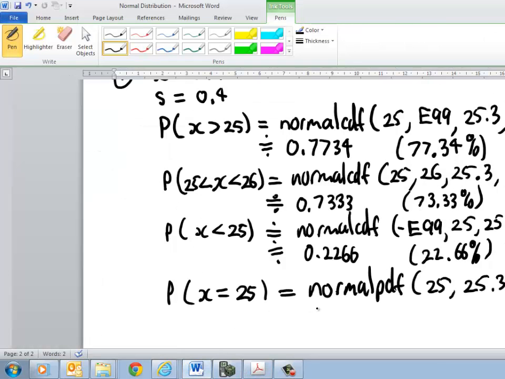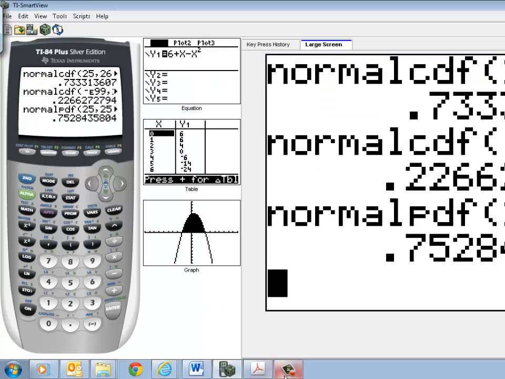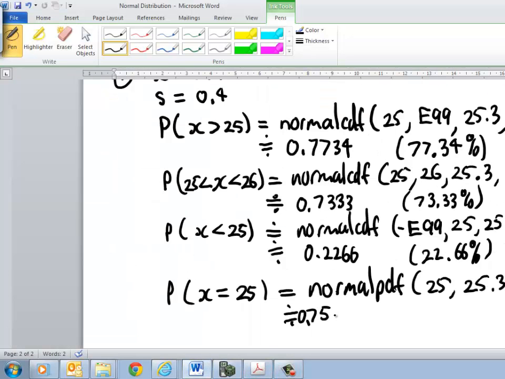All right, so approximately equal to 0.7528 I think it was. Yeah, 28. So therefore we've got about a 75.28% chance of getting a nail which is in fact 25 millimeters long. All right, so I hope this helps you working your way through those particular questions to do with the normal distribution.